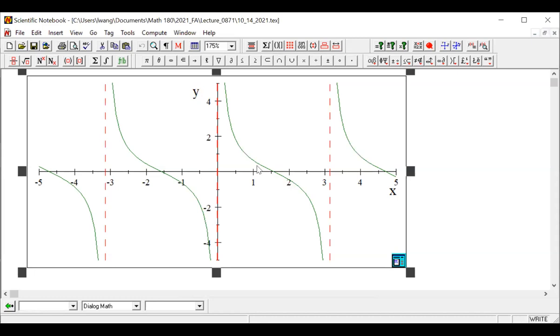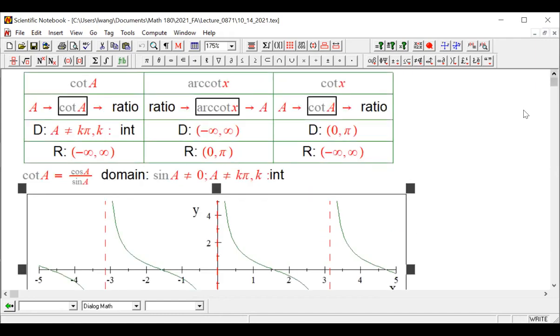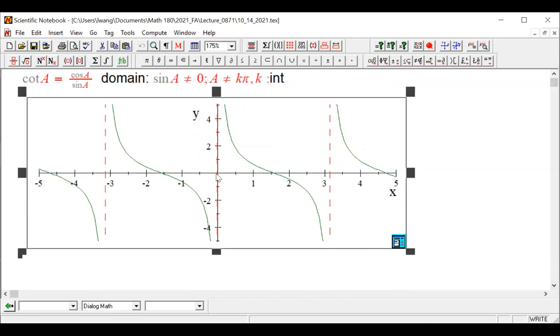Recall that A cannot be k pi, right? So where are k pi? When k is 0, that's 0. When k equals 1, that's pi. When k equals -1, that's negative pi. So we have all these vertical asymptotes for cotangent.